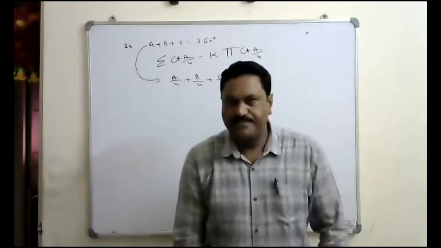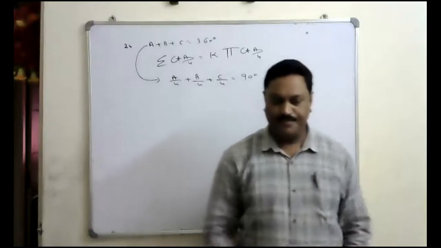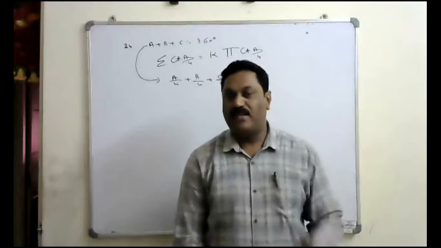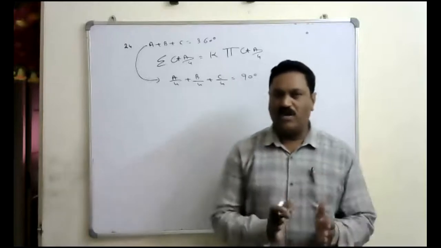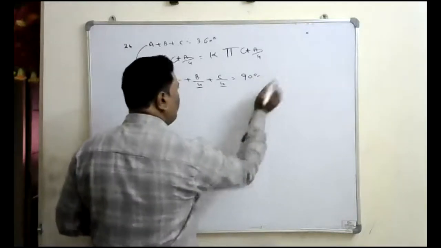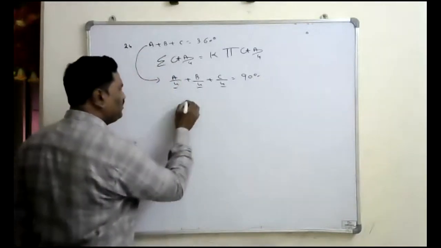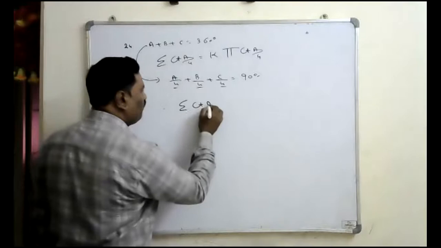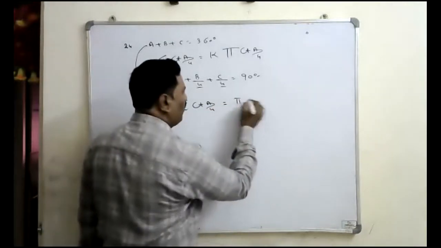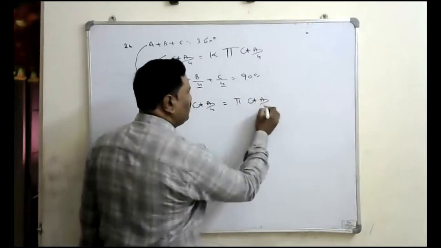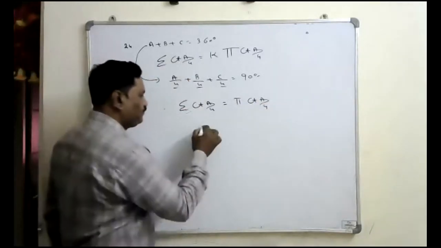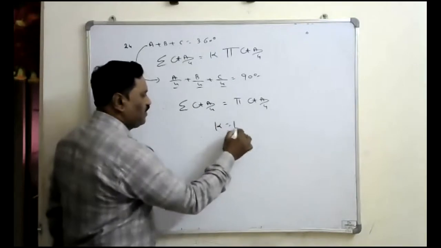What is the result in cot? If the sum of the angles is 90, then sigma cot A is equal to pi cot A. Exactly here the sum of the three angles is equal to 90 degree. Therefore the result is that sigma cot A by 4, where the angle is A by 4, is equal to pi cot A by 4. This is the result. So if we compare these two, what is the value of K? K is equal to 1.